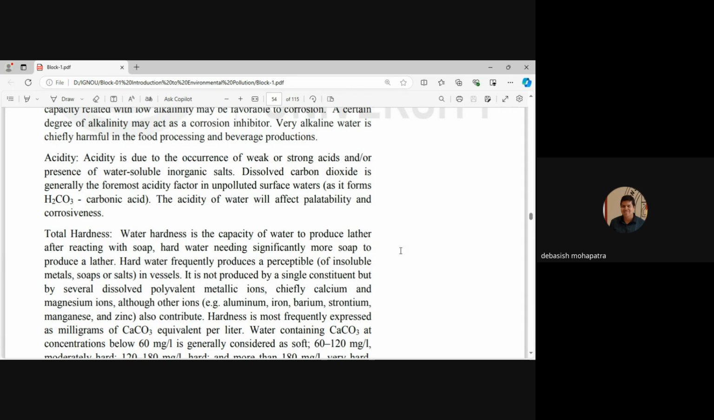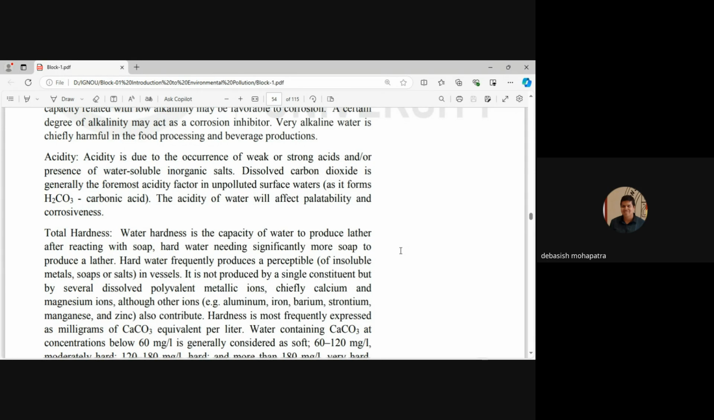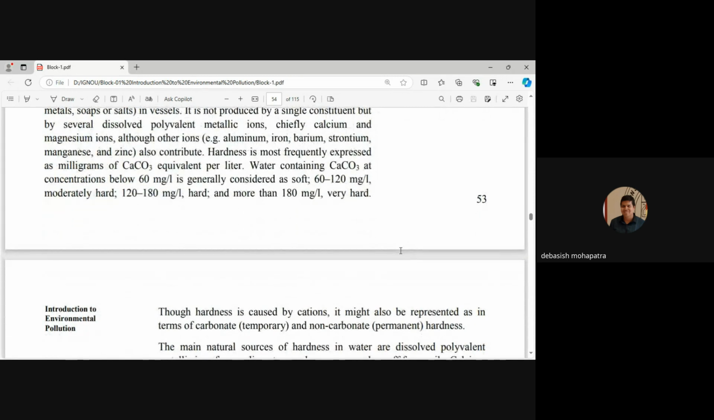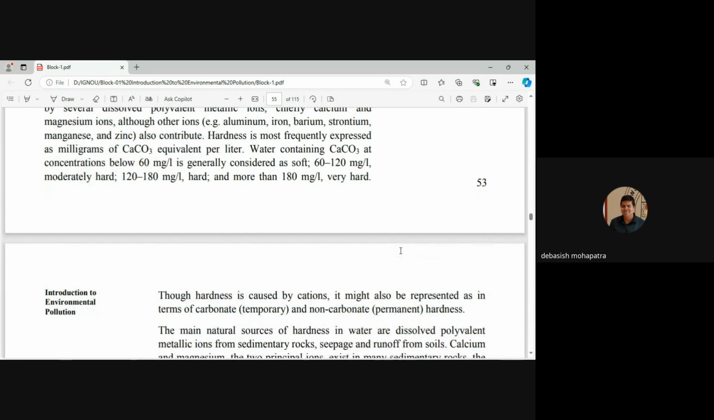Hardness is not produced by a single constituent but by several dissolved polyvalent metallic ions, chiefly calcium and magnesium ions. Although other ions, for example aluminum, iron, barium, strontium, and zinc also contribute to the hardness, it is most frequently expressed in milligrams of calcium carbonate equivalent per liter. Water containing calcium carbonate at concentration below 60 mg per liter is generally considered soft. 60 to 120 is moderately hard, 120 to 180 is hard, more than 180 is very hard.